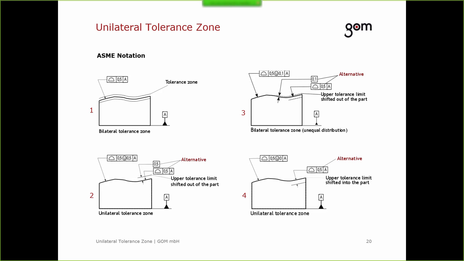Let me explain a bit more about the differences in calculations. On the first picture, you see a classical tolerance zone evenly distributed around the cut surface. The second picture shows you a bilateral tolerance zone which is shifted out of the part. If the drawing mentions a value of 0 for the tolerance zone, which you can see in picture 4, this value means that the upper tolerance limit is represented directly by the cut surface, and the rest of the tolerance zone is shifted into the part. With higher values than 0, the tolerance zone is shifted more and more out of the part.